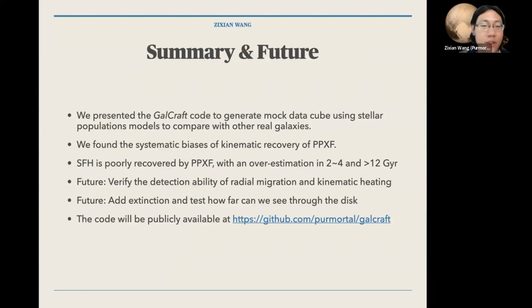So the summary for this work is: first, I present a Galactic code to generate a mock data cube using stellar population models, which can be compared with other real galaxies. That's a good thing for this code.